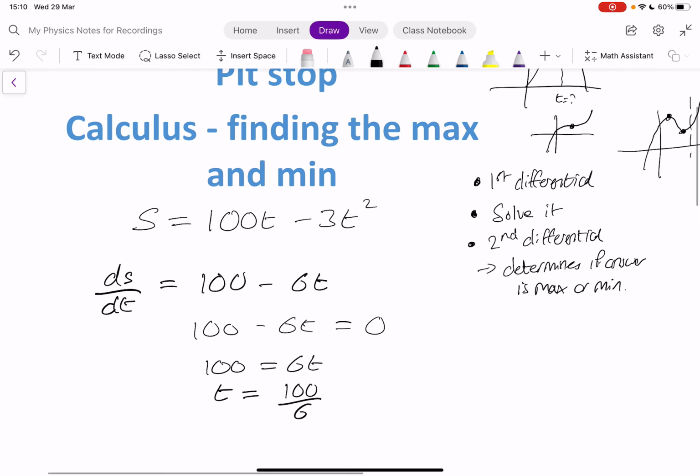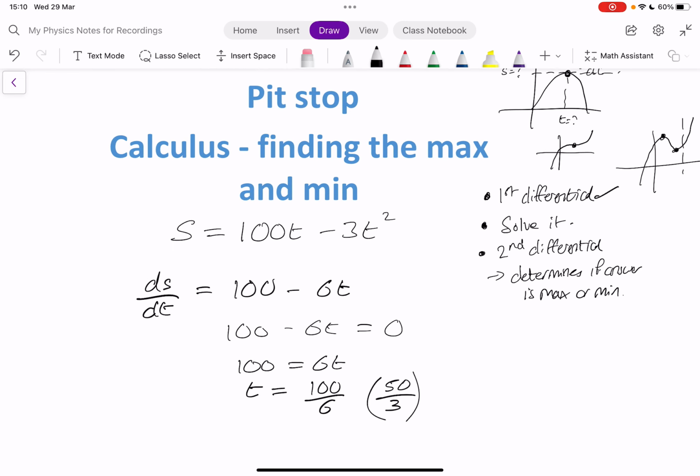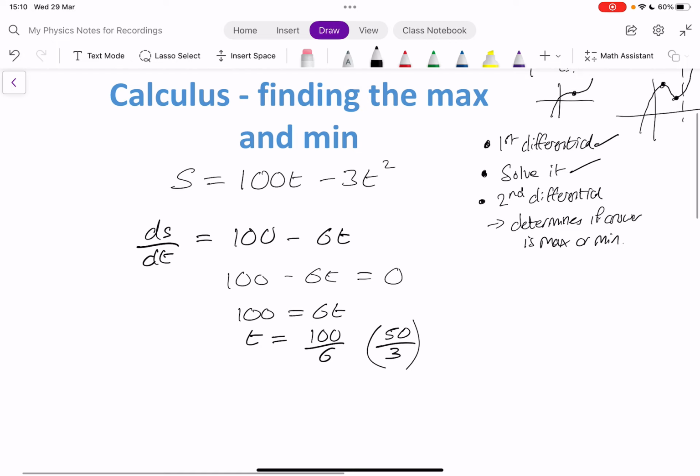Okay, yeah, we could obviously round that down a little bit, 50 over 3 if you wanted. So we have found the first differential, we've solved it. What we can do is also now find out what the actual displacement would be.